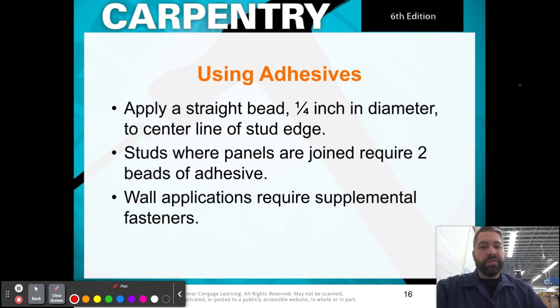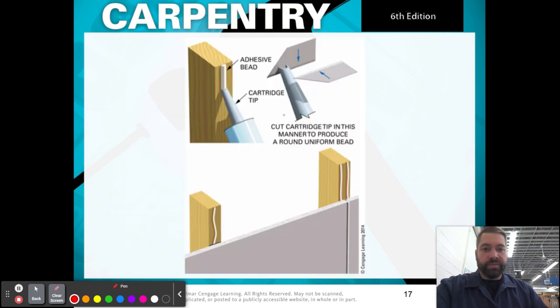When you use adhesives, you want to apply a straight bead, 1/4 inch in diameter, to the center line of each stud. And again, we covered this in the previous chapter as to why you would use adhesives. Where panels are joined, they require 2 beads of adhesive, so think about that. Where our sheets are going to butt up against each other, we're going to need 2 strips of adhesive, right? You don't want 1, you need 2. Wall applications require supplemental fasteners.